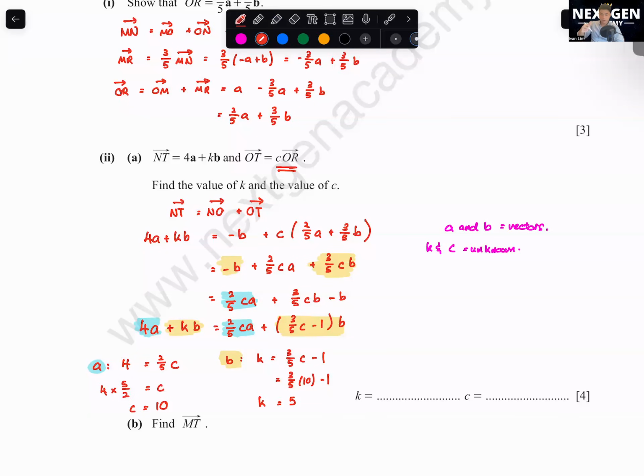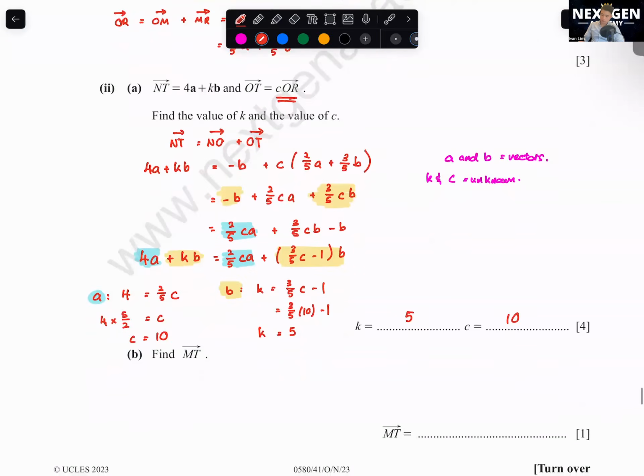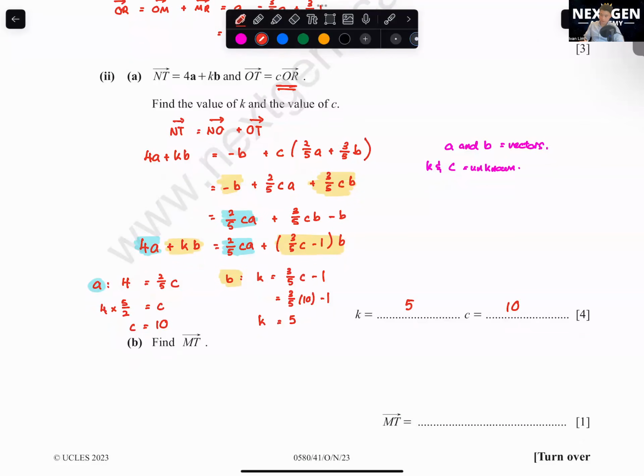Okay? Can? This part? I know it's a little bit long. So here, this one is 10. This one is 5. Okay, any question? Faster ask for this one. I think in this question, this one is the hardest one. Okay, this vector question.